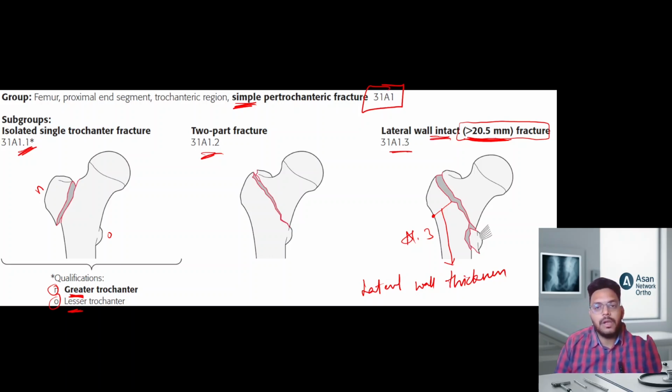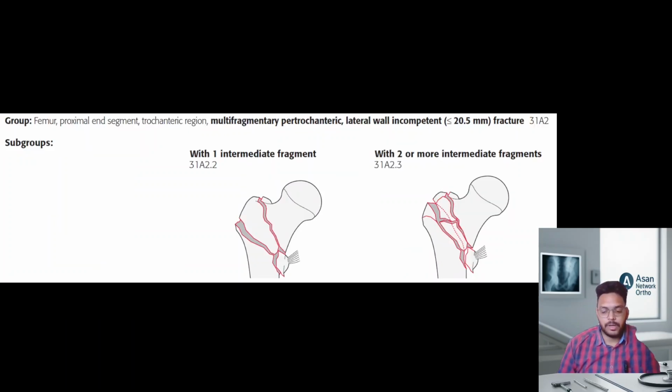If this lateral wall thickness is less than that, and it is not intact, then you cannot do a dynamic hip screw plating. The only option left is doing a proximal femoral nailing, PFN. That is why lateral wall thickness is important.